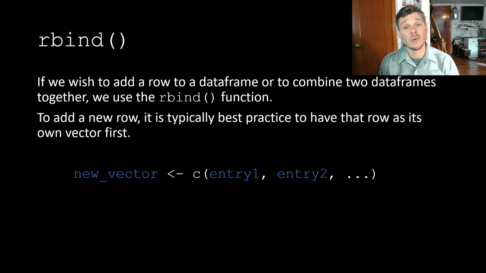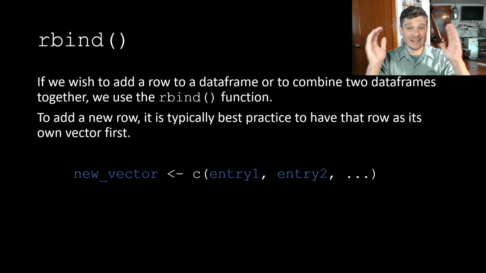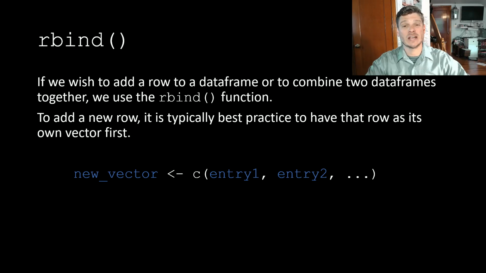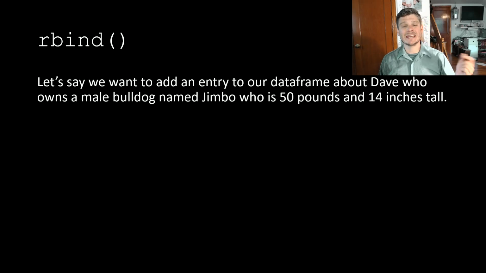And remember, the way we make a new vector or a new list, we pick the variable name that we're going to store it under, then c, and then in parentheses, we have each of our entries separated by a comma. So for this example, let's say I got a new observation. I have my friend Dave, who owns a male bulldog named Jimbo, who is 50 pounds and 14 inches tall. And I want to add that observation to my data frame.